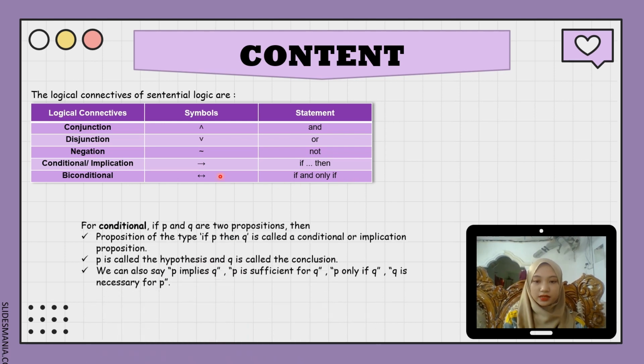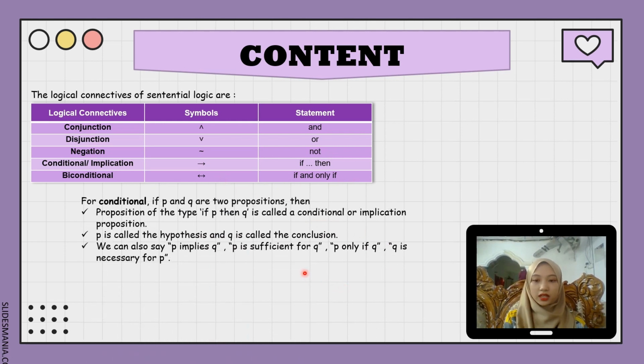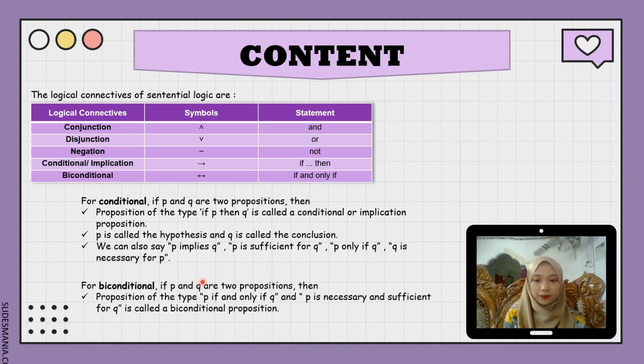For conditional, if P and Q are two propositions, then a proposition of the type if P then Q is called a conditional or implication proposition. P is called the hypothesis and Q is called the conclusion. We can also say P implies Q, P is sufficient for Q, P only if Q, Q is necessary for P. And for biconditional, if P and Q are two propositions, then a proposition of the type P if and only if Q, and P is necessary and sufficient for Q, is called a biconditional proposition.